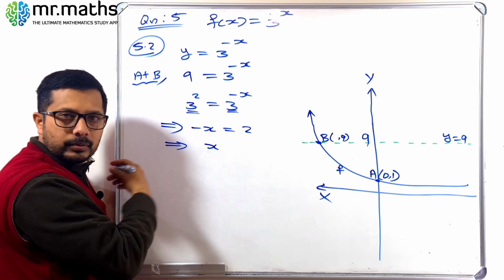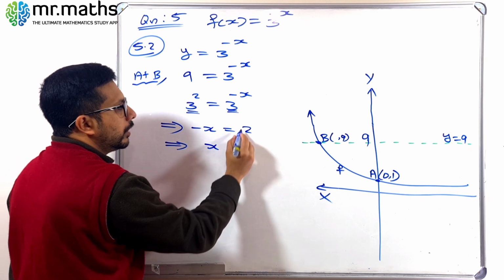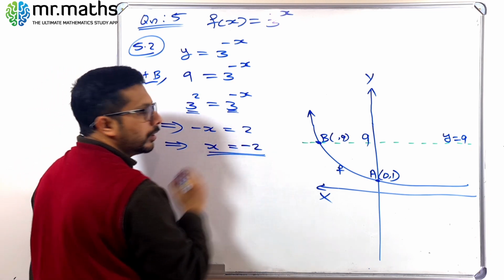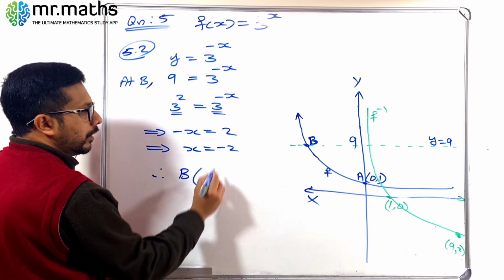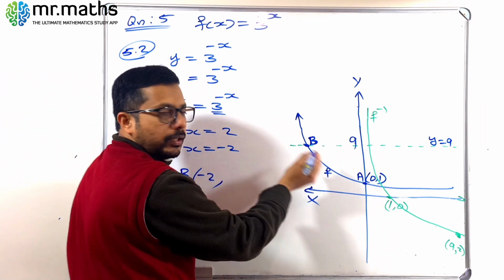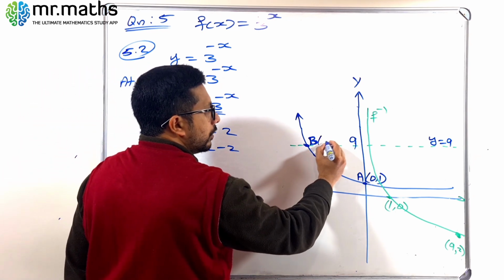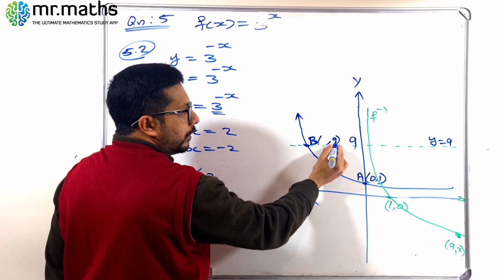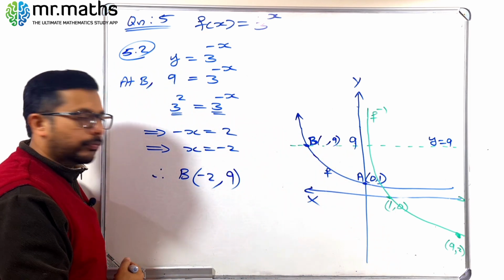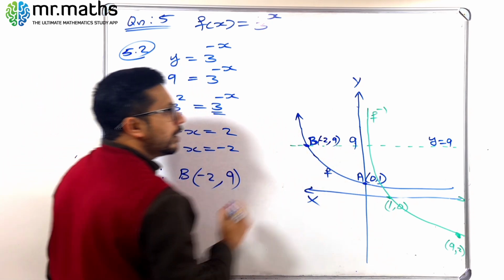So what is x? Multiply throughout with a negative. Minus into minus is positive, and minus into plus is minus, so x is minus 2. For B, the x value is minus 2, and what is the y value at B? The y value we know is 9. So what is the coordinate of B? B is minus 2 comma 9.